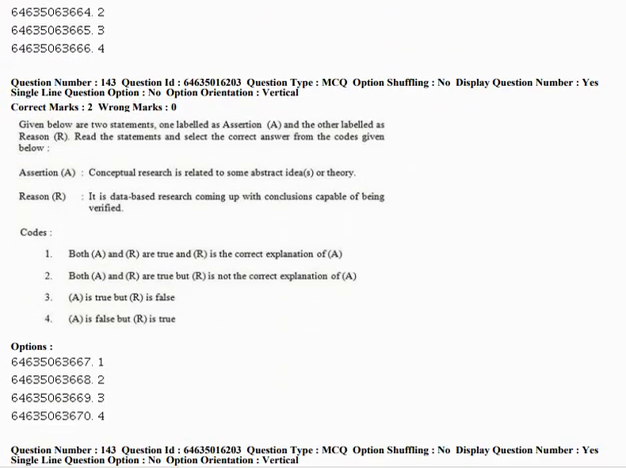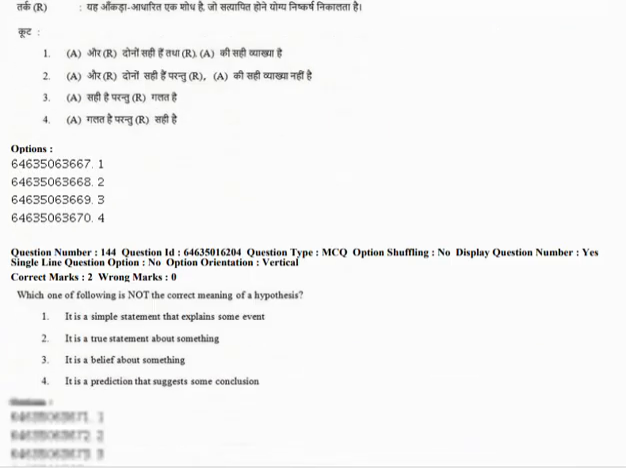क्वेश्चन नंबर 143. असर्शन दिया हुआ कंसेप्चुअल रिसर्च इज रिलेटेड टू सम एब्स्ट्रैक्ट आइडिया ऑफ द थ्योरी सही है. इट इज बेस्ड ऑन द कमिंग अप विथ कंक्लूजन कैपेबल ऑफ बीइंग वेरीफाइड. इट इज डाटा बेस्ड. डाटा बेस्ड ये तो इंपेरिकल हो गया ना, इंपेरिकल रिसर्च का. मीन्स आर इज रॉन्ग. ऑप्शन नंबर 3.